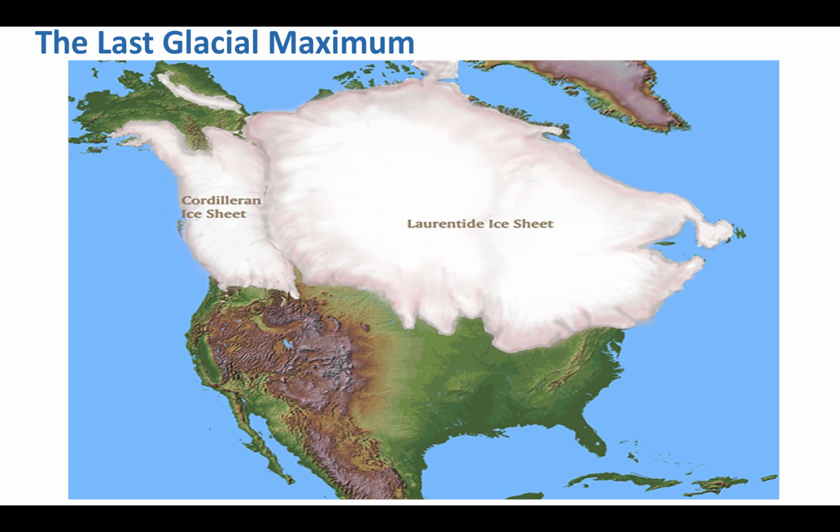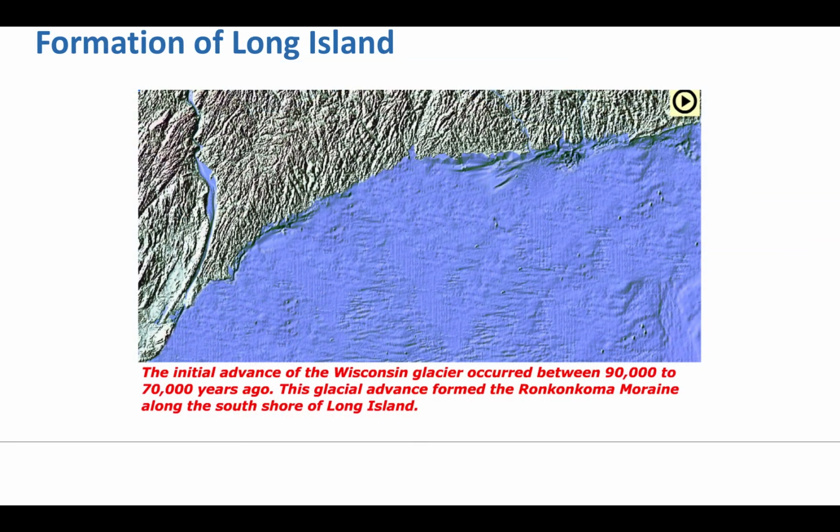So another thing that you might not have known is about 21,000 years ago, a lot of North America was covered by a glacier. We call this time period the last glacial maximum. So a lot of the land that we are accustomed to was once covered by glaciers. And this is part of the reason why the landmass of Long Island was formed. So I'm going to show you this little animation that goes through the formation of Long Island.